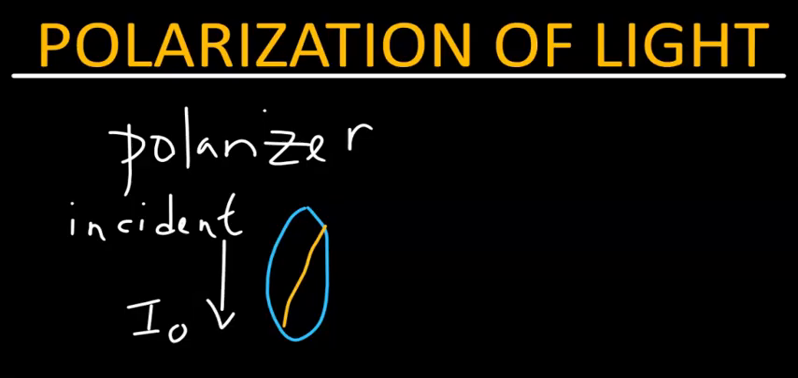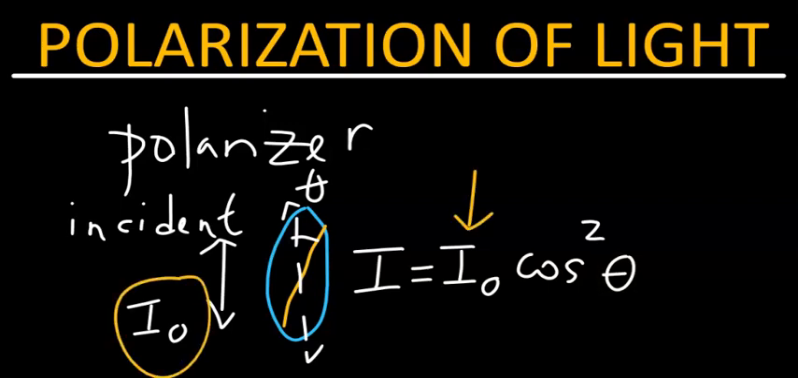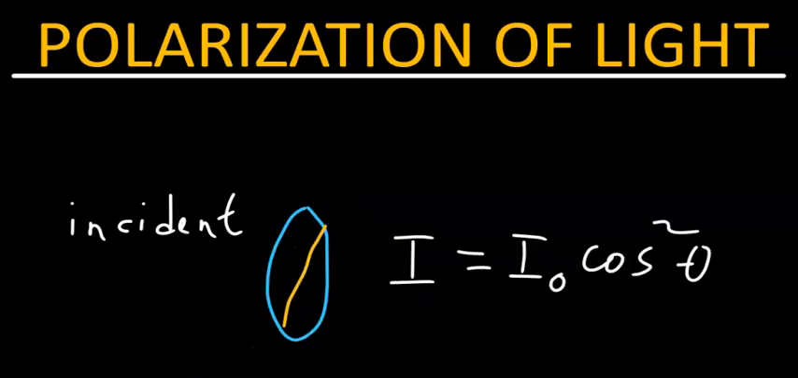For any other intermediate cases, for example, such as this one, where the direction of polarization of that incident light is theta degrees with respect to the polarizing axis, the emerging light would have intensity according to the following expression: I = I0 cosine squared theta, where I0 is the original intensity, or the intensity of the incident light, I is the intensity of the emerging light, and theta is the angle between the original polarization direction and the polarization axis of that polarizer. This result is known as Malus' law.